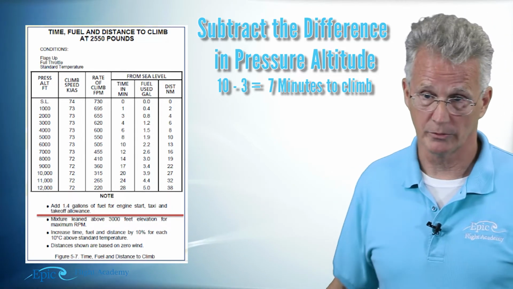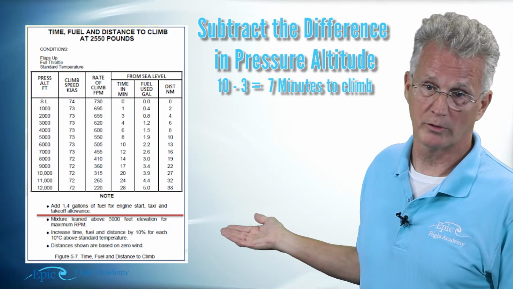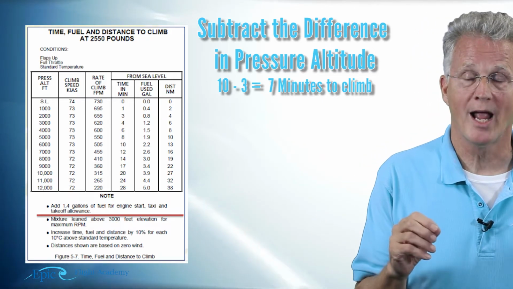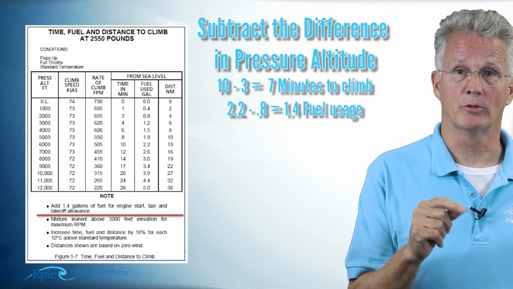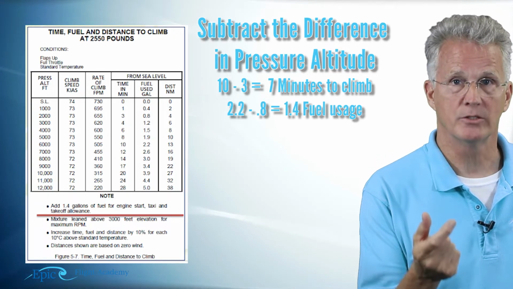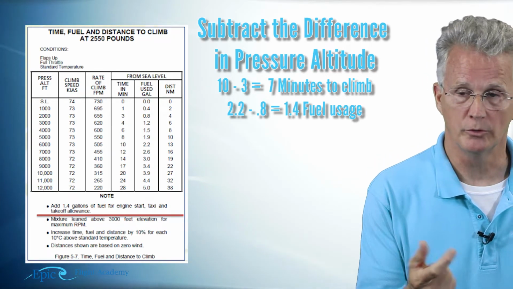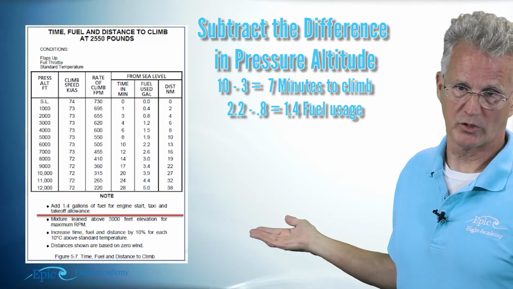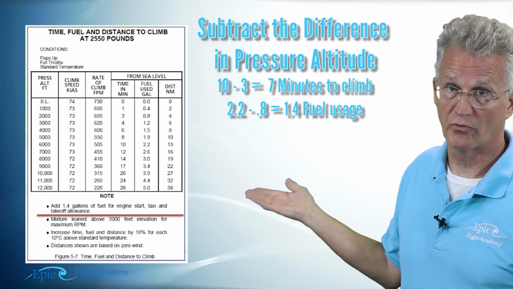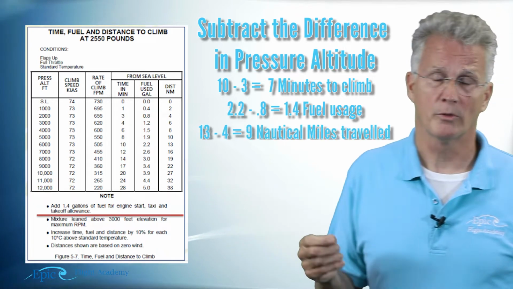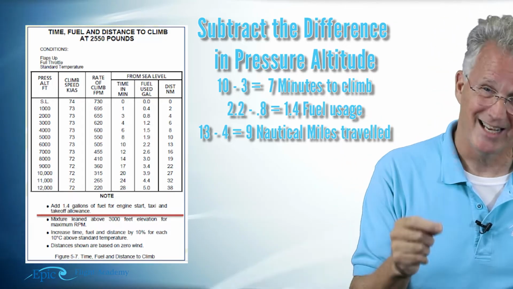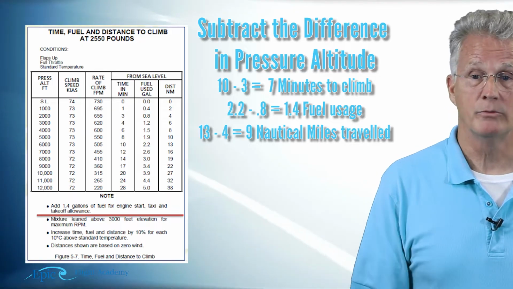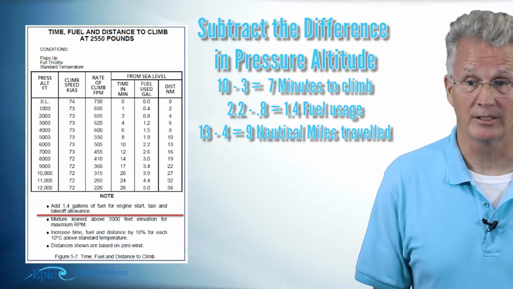How much fuel am I going to use? Notice at 6,000 it said 2.2, and at 2,000 it said 0.8. So I need to subtract that 0.8 from the 2.2. That difference is my fuel usage. And the same thing for distance in nautical miles. You see at 6,000 it says 13, and at 2,000 it says 4 nautical miles. 13 minus 4 is, yes, that took me about 9 nautical miles. And that's how you use the time, fuel, and distance to climb chart.